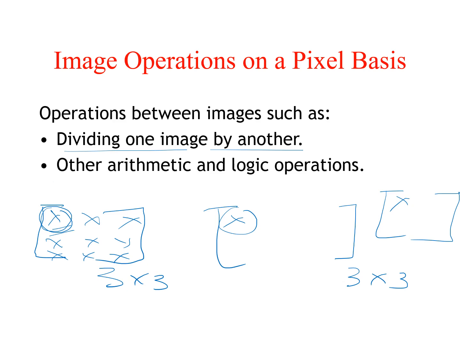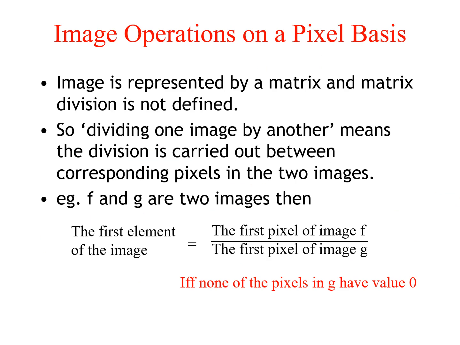Okay, other arithmetic and logical operations are also possible using matrices. Whatever knowledge you have for matrices, you can apply for the images, because image is a matrix. So image is represented by a matrix and matrix division is not defined. That's what I told you. So you are going to divide pixel wise, pixel to pixel. That is what is written here. The first element of the new image will be equal to the first pixel of original image F divided by the first pixel of the second image.